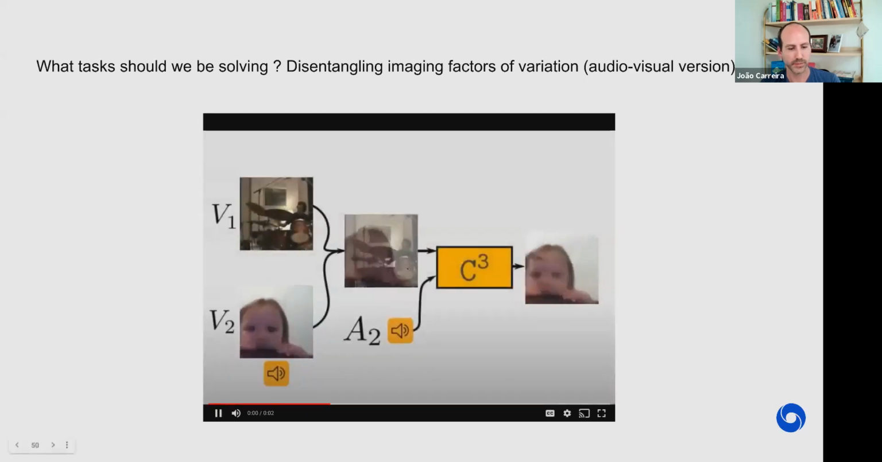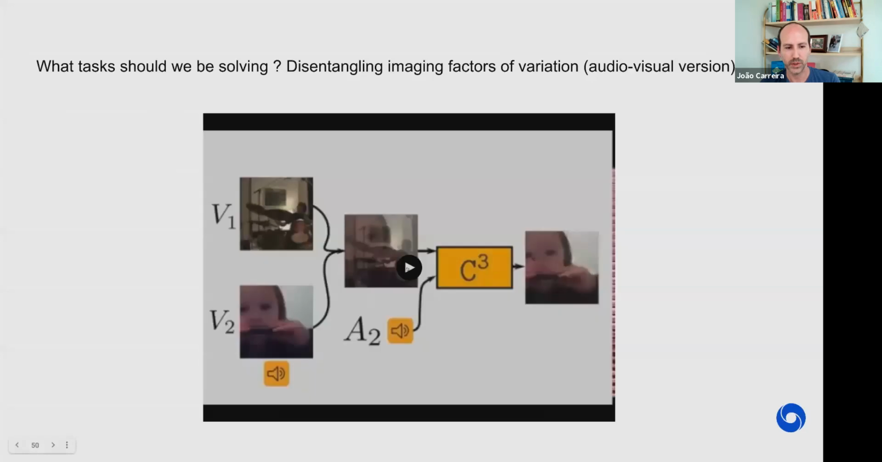Try again. Yeah, girl. So the sound comes from the girl playing the instrument, so the model is able to return the correct layer.